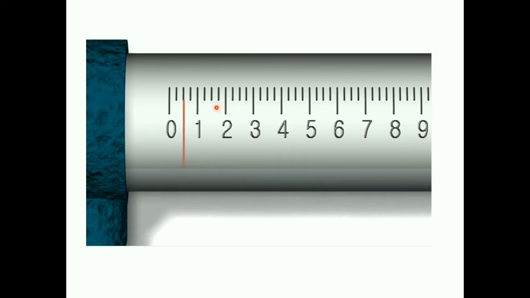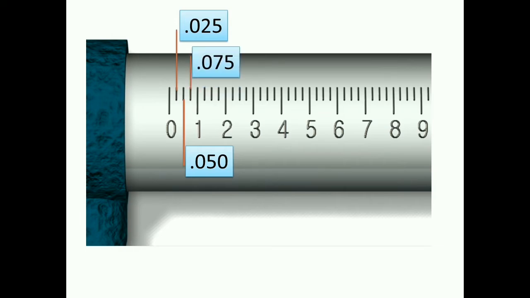Now, if this first mark is 0.1, or 100, half of that would be 50, or 0.050. So the halfway between 0 and 0.1 is 50, or 50 thousandths. Half of that distance would be a quarter. So if you're thinking in terms of thousandths, this would be 100, 25, 50, and then this mark would obviously be 75, 0.075.